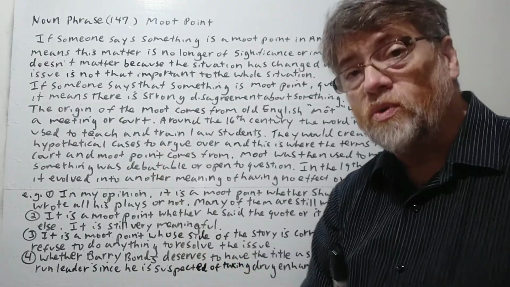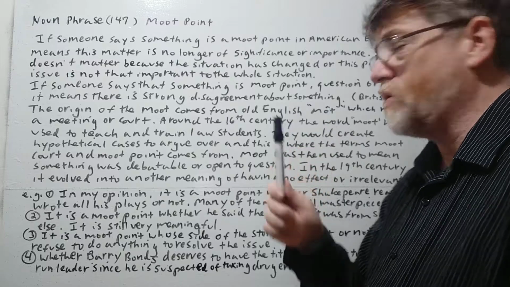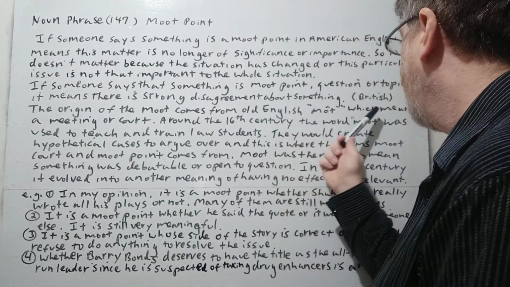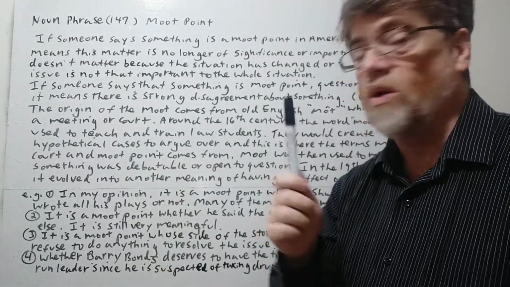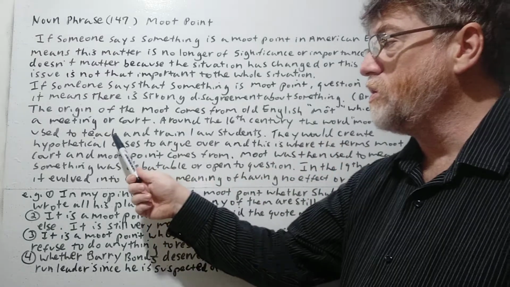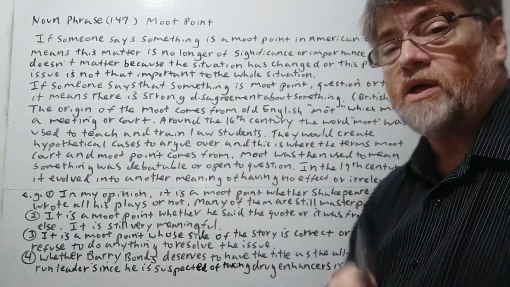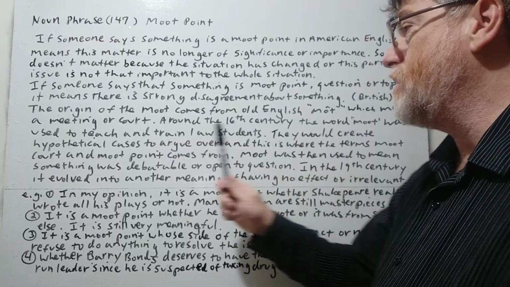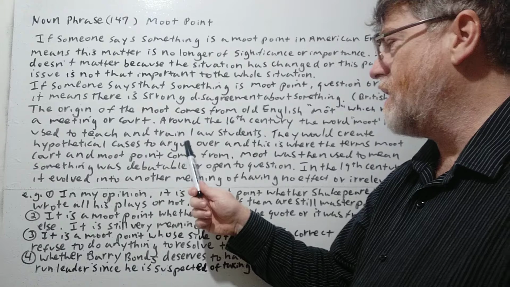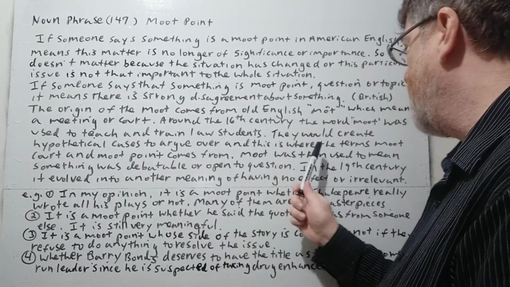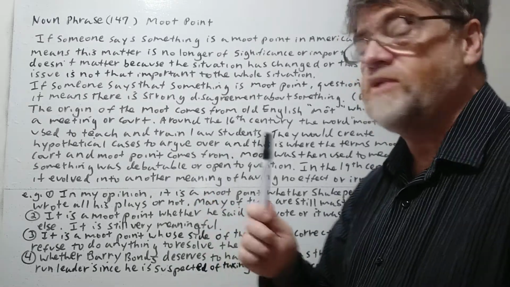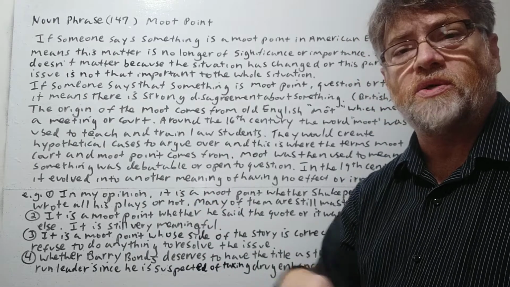The origin of moot comes from an Old English word, I guess it was pronounced more like moot too, but spelled differently, only with one O, which meant a meeting or court. Around the 16th century, the word moot was used to teach and train law students. They would create hypothetical cases, so not real cases, fake cases, to argue over. And this is where the terms moot court and moot point come from.